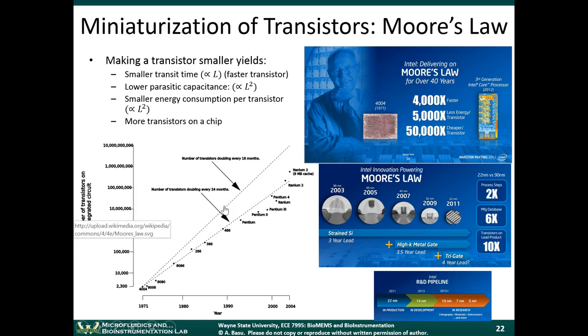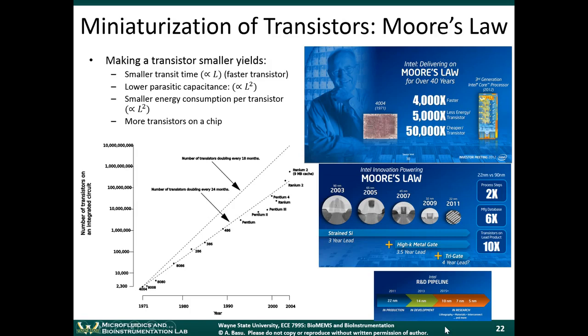He predicted that our manufacturing technologies would get better to the point where we would be able to double the number of transistors on a chip every 18 months. And he was pretty close. Now what's happened is they've made the transistors so small that it's hard to make them any smaller. They're almost at atomic scales right now.